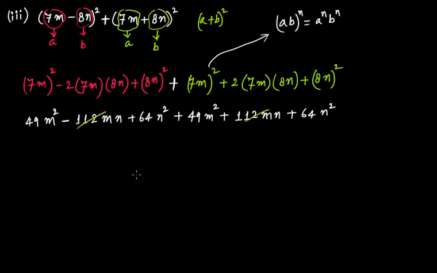Now here you have 49m squared and 49m squared. These are like terms, and why are they like terms? Because here you have m squared and here you have m squared. You add them up, so this becomes 98m squared, and then you have 64n squared and 64n squared. Like terms, you add them up, you'll get 128n squared. Okay, so you get 128n squared.